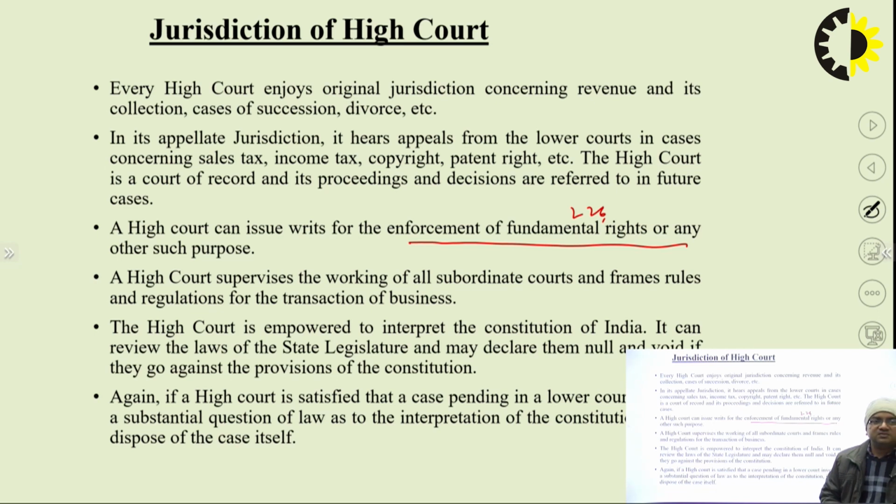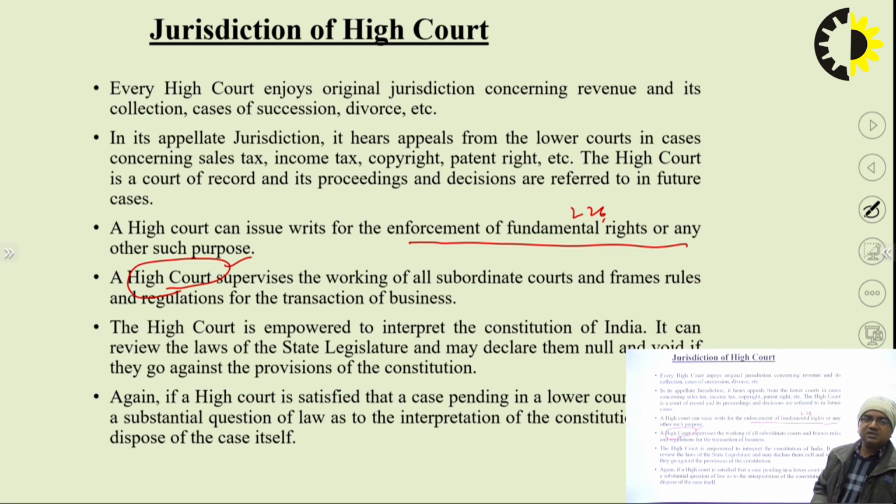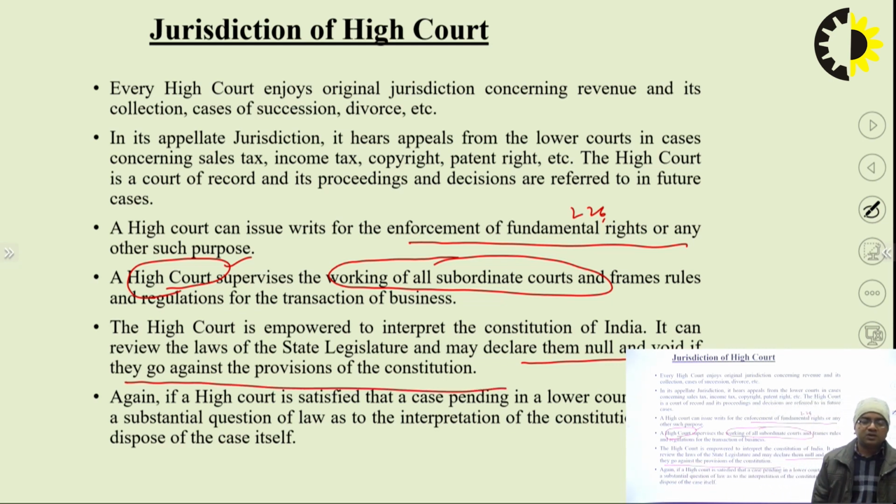Then a High Court supervises the working of all subordinate courts and frames rules and regulations for the transaction of business. Because the High Court in a state is the supreme authority of the judiciary in that state, it has the responsibility to supervise the working of all subordinate courts. All subordinate courts work under the guidelines given by the High Court. The High Court is empowered to interpret the Constitution of India, and it can review the laws of the state legislature and may declare them null and void if they go against the provisions of the Constitution. This is again an important thing, that at the state level we have High Courts, and they are reviewing the laws of the state legislature.